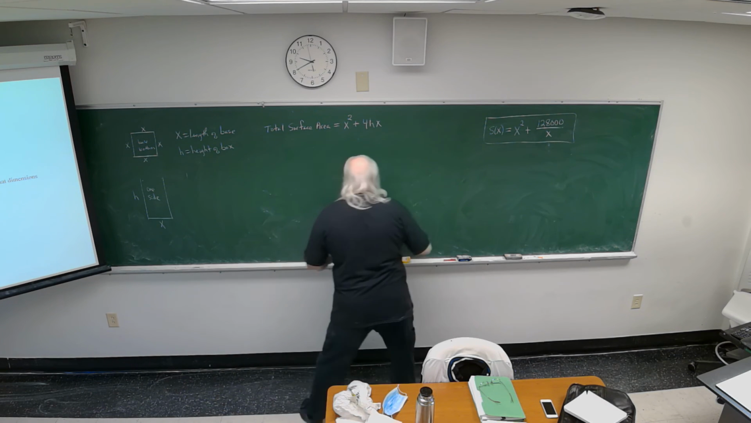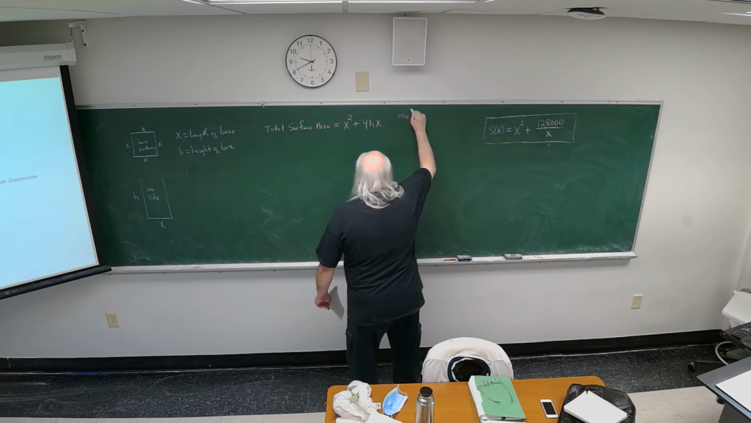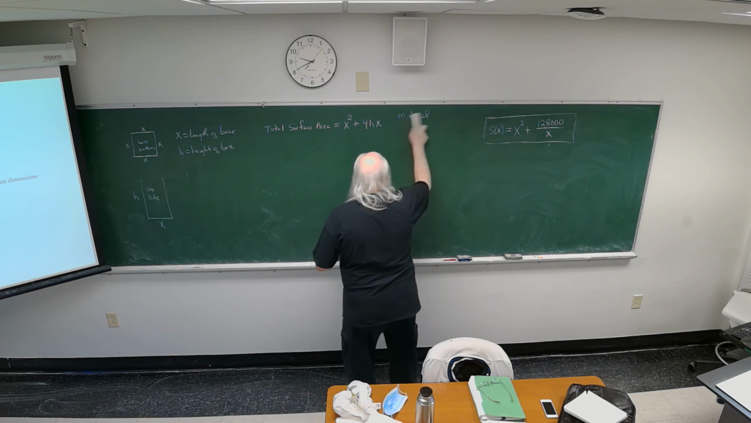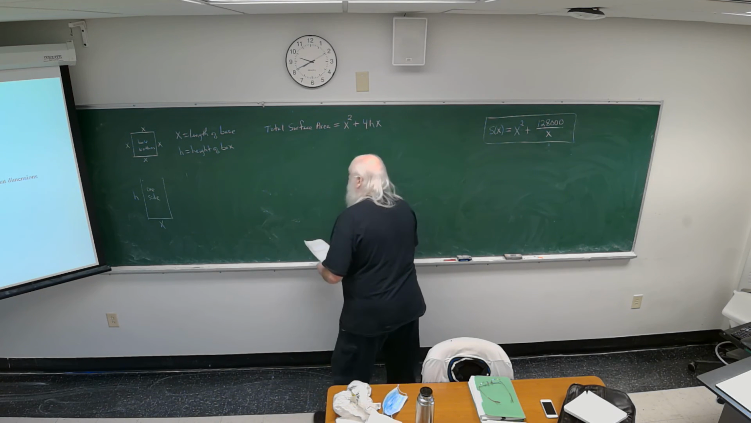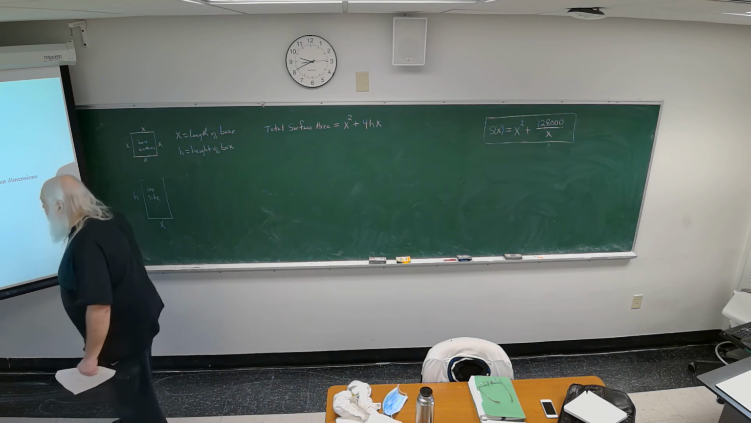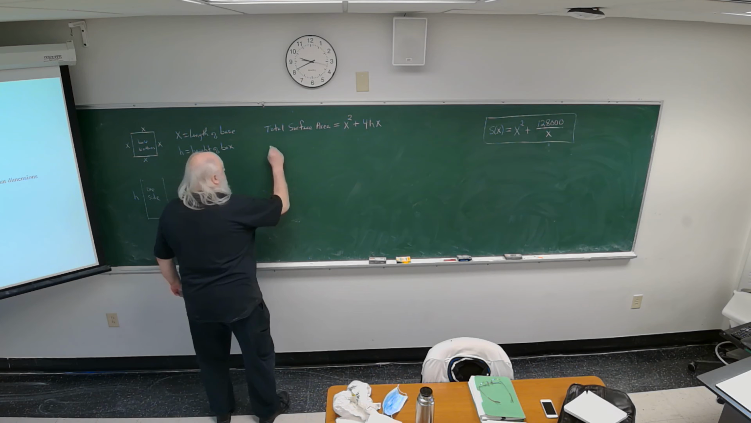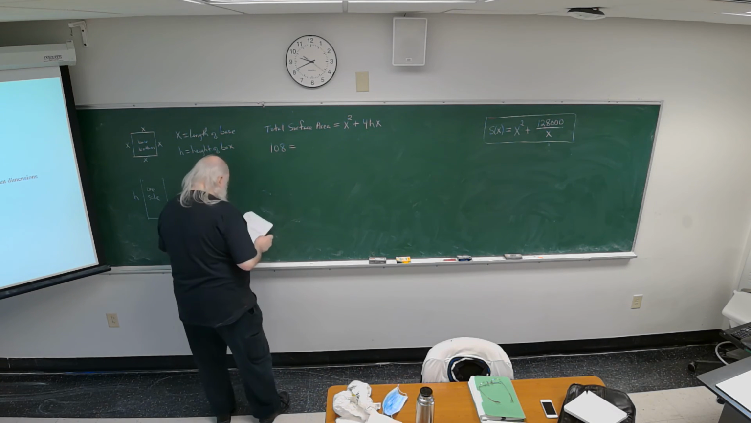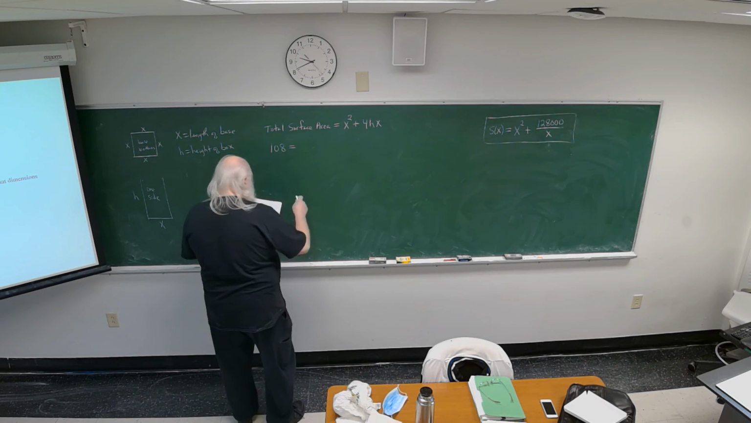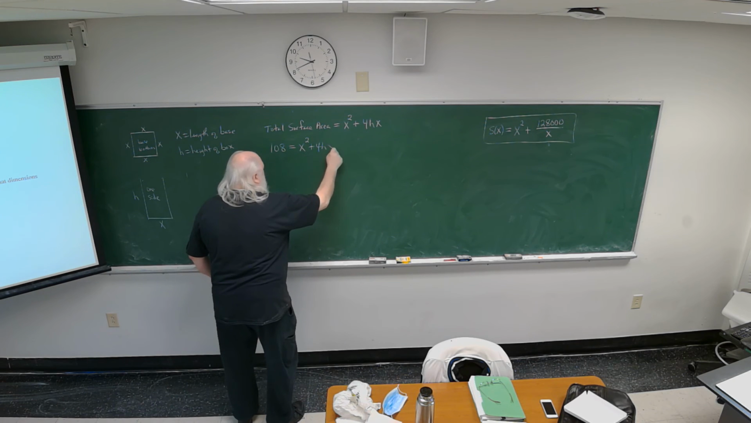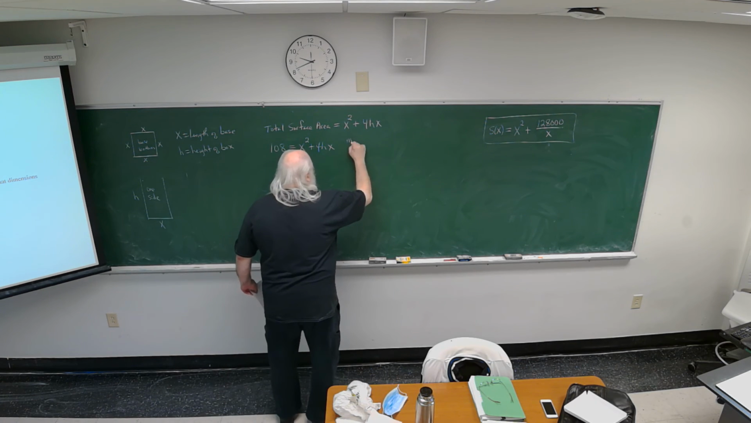So this is our material constraint. Actually, I'm getting ahead of myself. The total surface area is the amount of material we have, which is 108 square inches. We have 108 square inches of material, and that is equal to x squared plus 4hx. That's our material constraint.